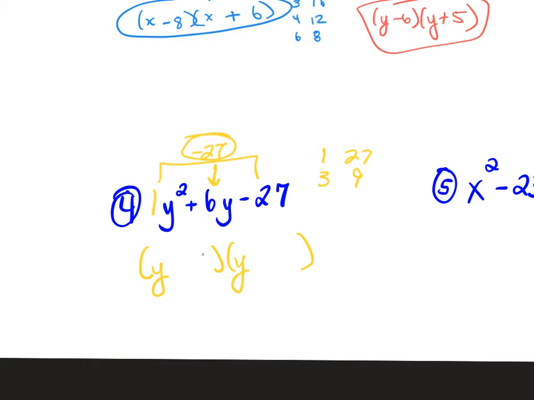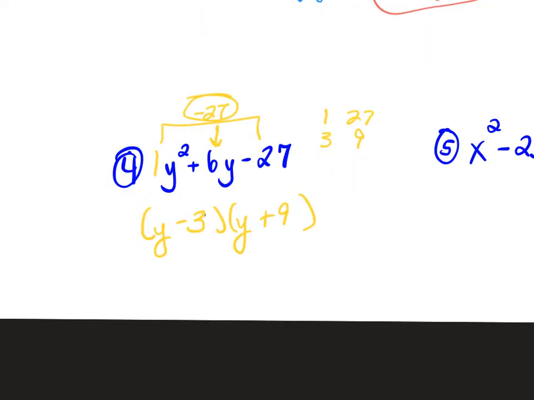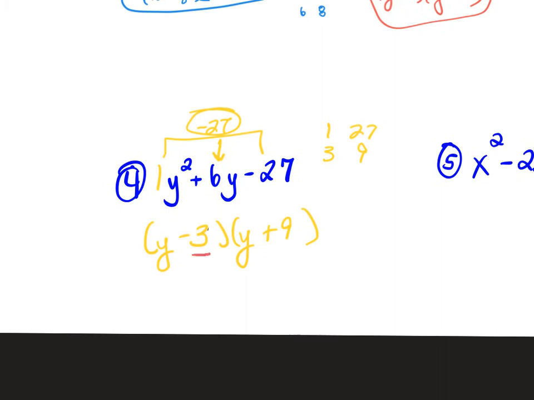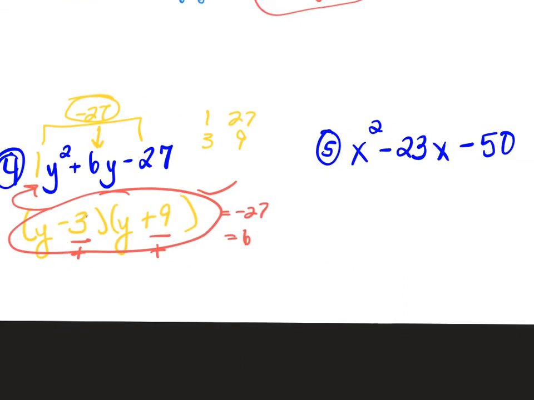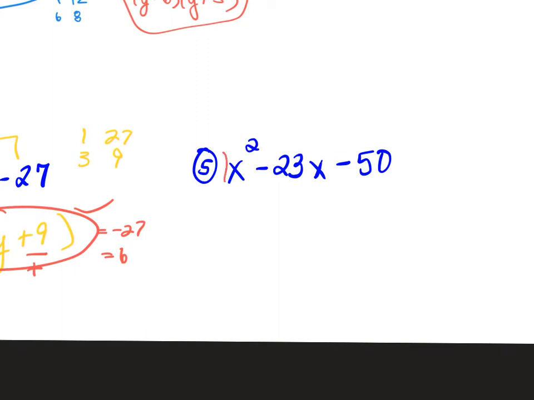-3 and +9. Okay, so -3, +9. If you're not sure, guys, sit here for a second and go, okay, -3 times 9, -27. -3 plus 9, 6. We're good to go. You can FOIL it back out and make sure that you get this answer. If you FOIL it back out and don't get that answer, chances are you just did something wrong with your signs.